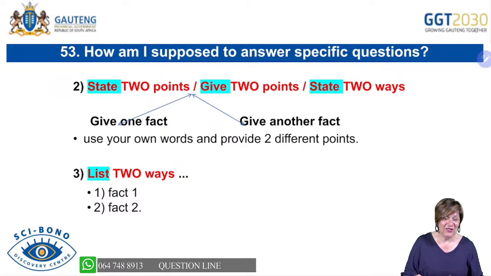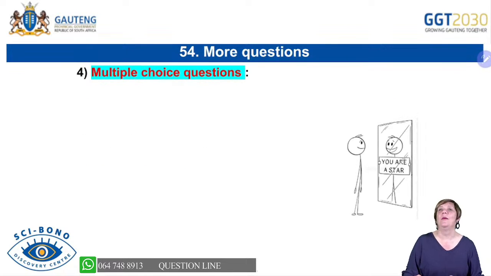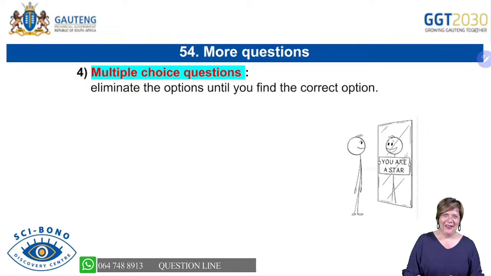Please make sure that you write in your own words. That's important. Now, multiple choice. Multiple choice can sometimes be quite tricky. I need you to take the list of options and eliminate the ones you know are definitely wrong until you find the correct answer.